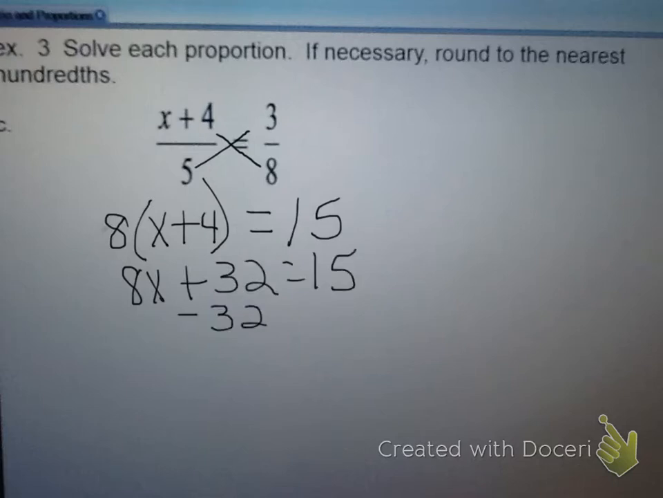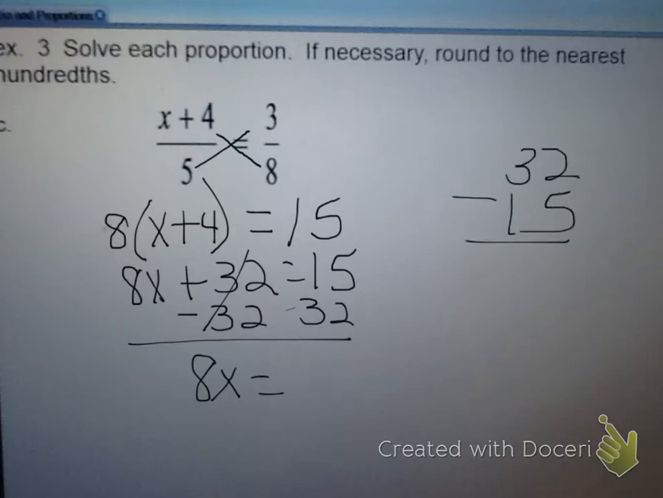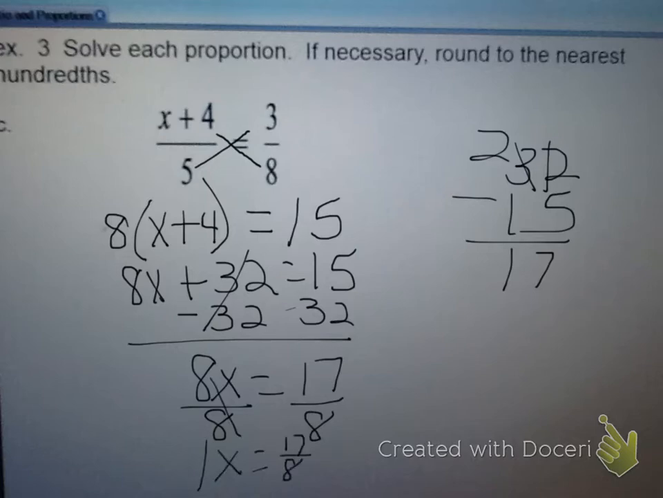Subtract 32 on both sides. 15 minus 32 is negative 17. Divide each side by 8. And x is equal to negative 17/8.